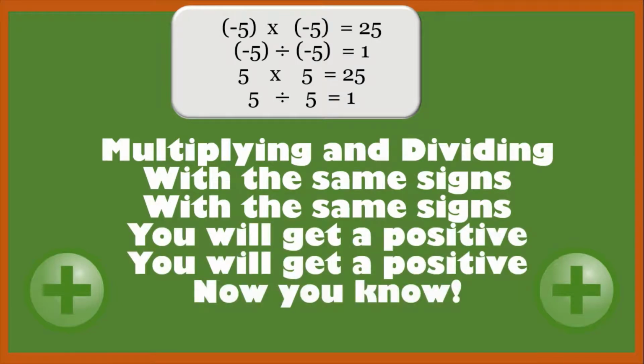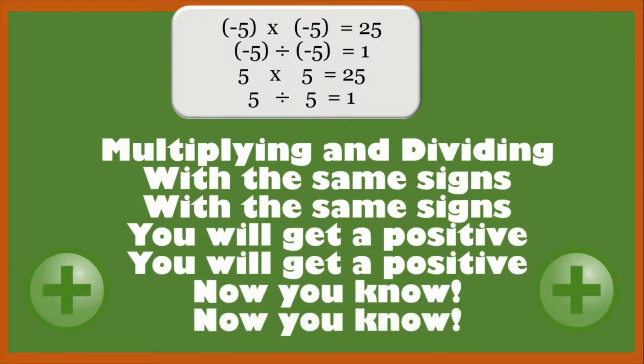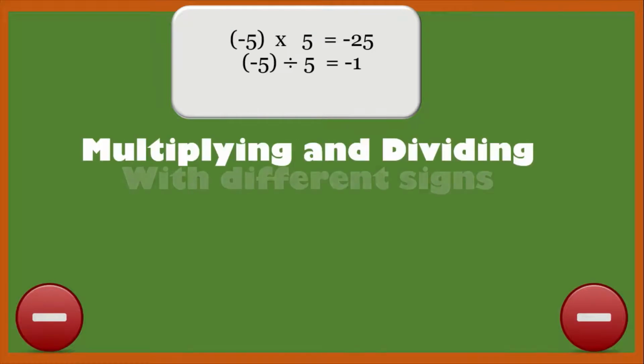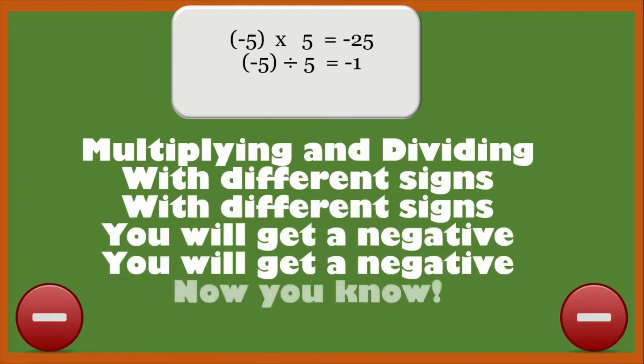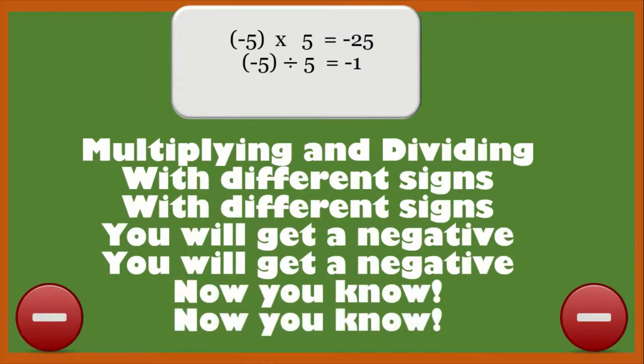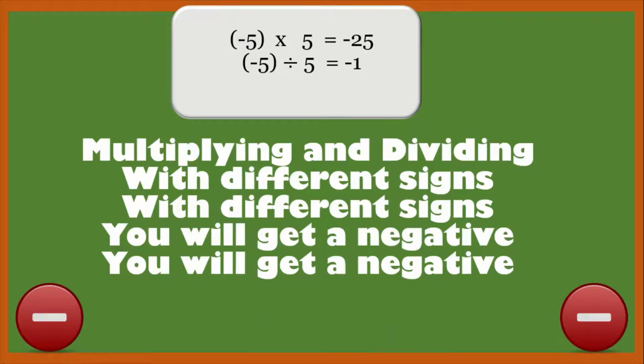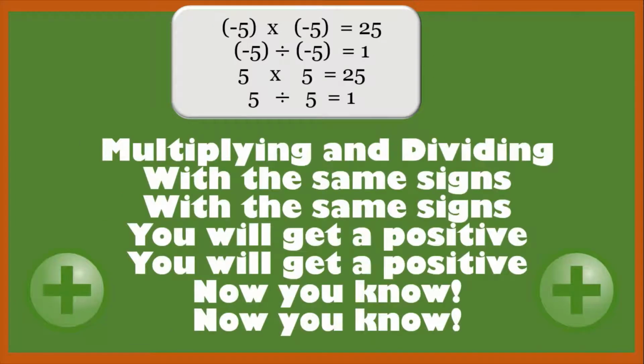Multiplying and dividing with the same signs, you will get a positive, now you know. Multiplying and dividing with different signs, you will get a negative, now you know. Okay, did you get the song? Let us repeat it.